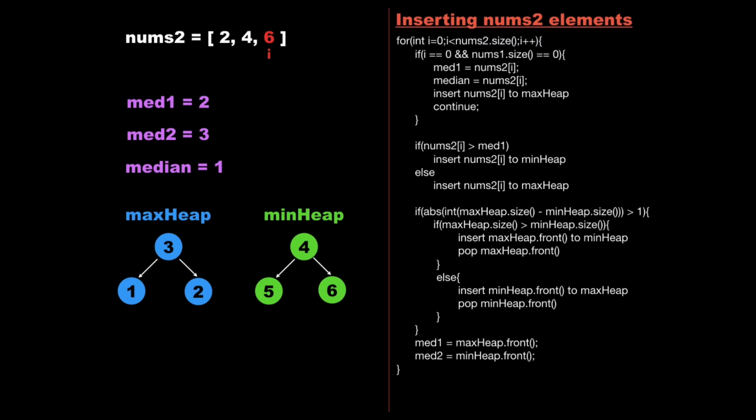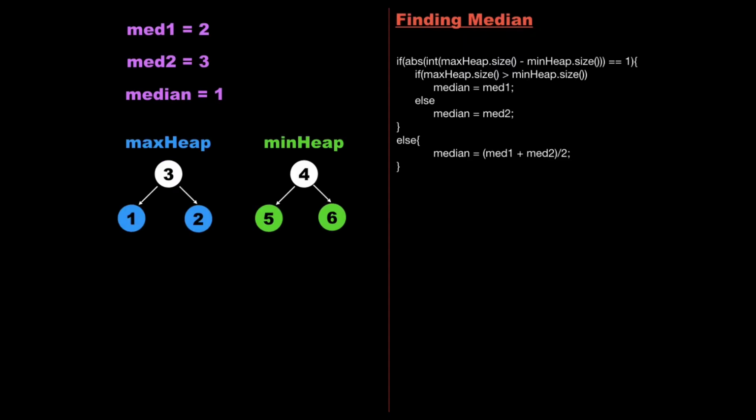And then the contents of max heap are 3, 1, 2, and the contents of min heap are 4, 5, 6. So the updated values of mid 1 and mid 2 are now 3 and 4. Since we have completely traversed the array nums2, therefore now we can find the median using the values mid 1 and mid 2. For that, we can make use of another algorithm which checks whether the absolute differences in the size of max heap and min heap is 1.